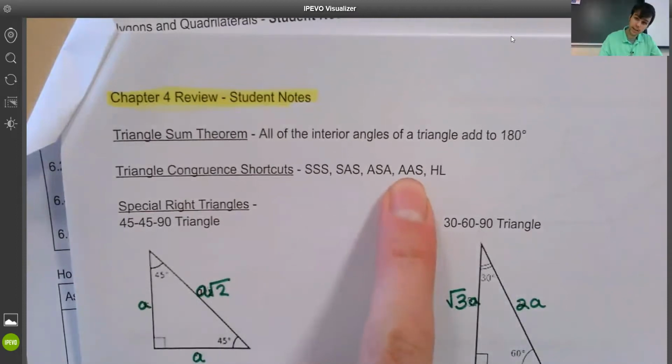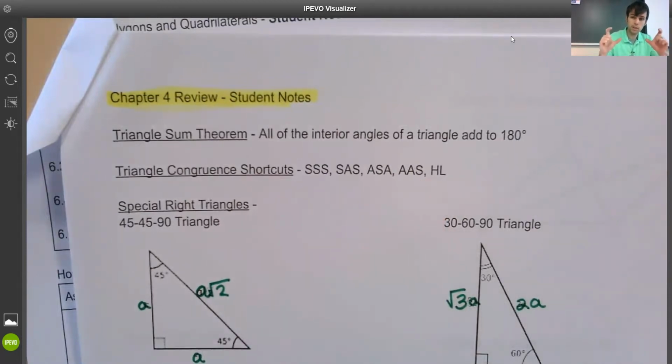Angle, angle, side, that's slightly different, right? You'll notice the location of the S here. It's a non-included side. So we have those 2 angles, but then one of the sides that's not in between them, right? One of those 2 sides is congruent.